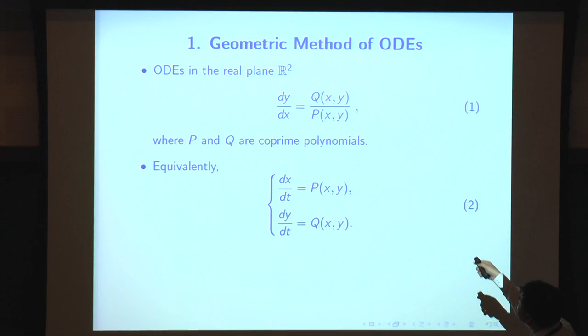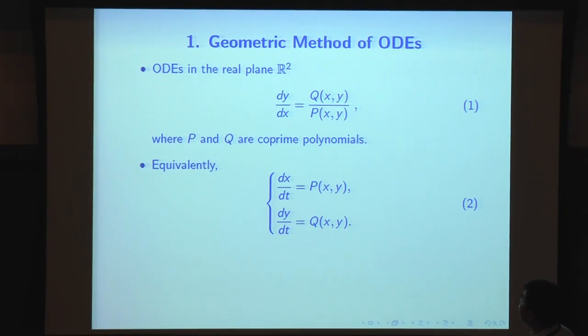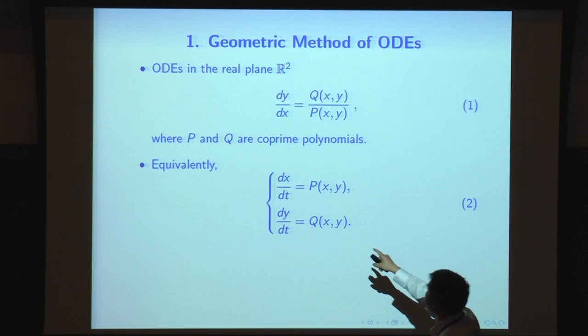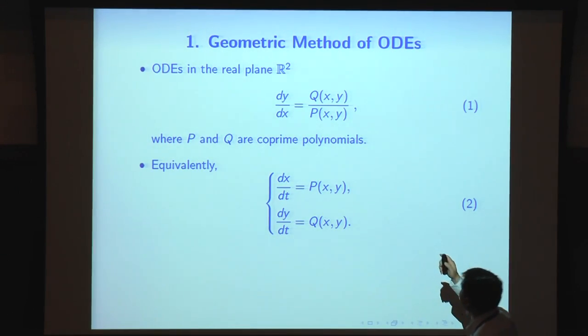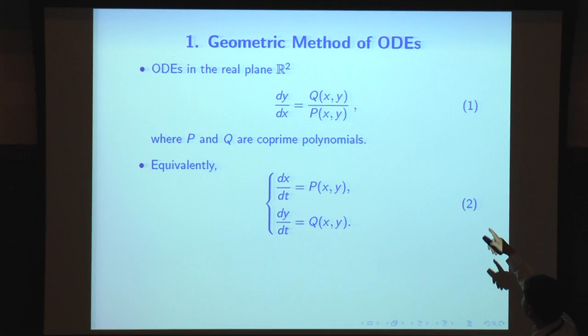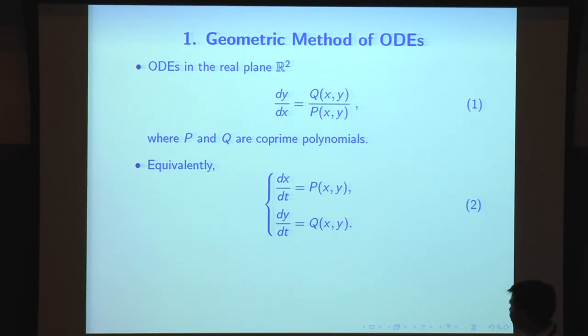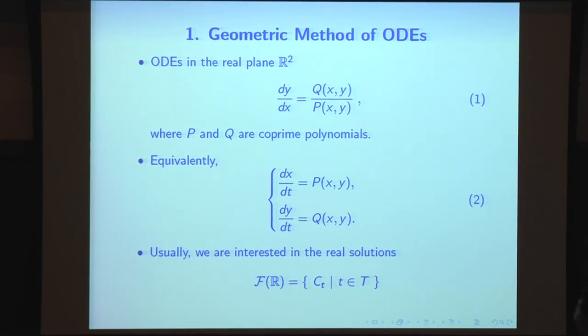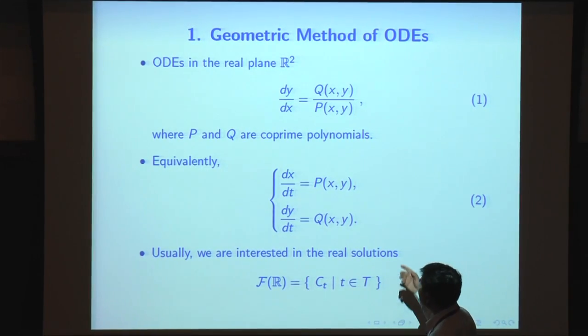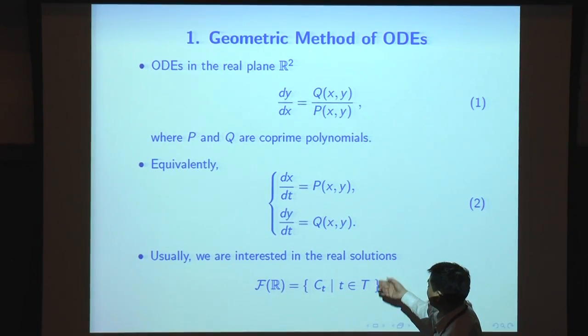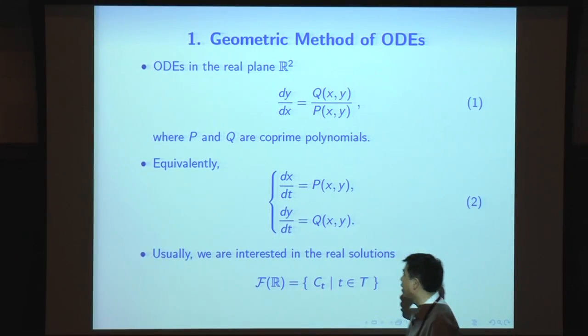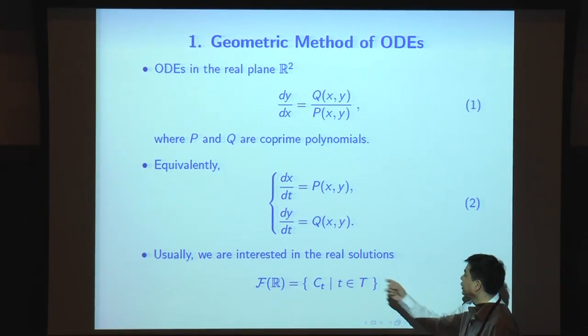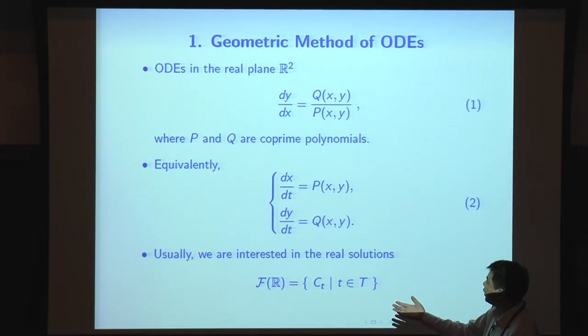So Poincaré also studied this ODE. He introduced a Liouville variable t. Within the Liouville variable t, the two equations are equivalent. Usually we are interested in the real solution of the ODE, so we use this notation here. R is the real solution. This is the set. If the set is a complex solution, we call this the foliation of the ODE.